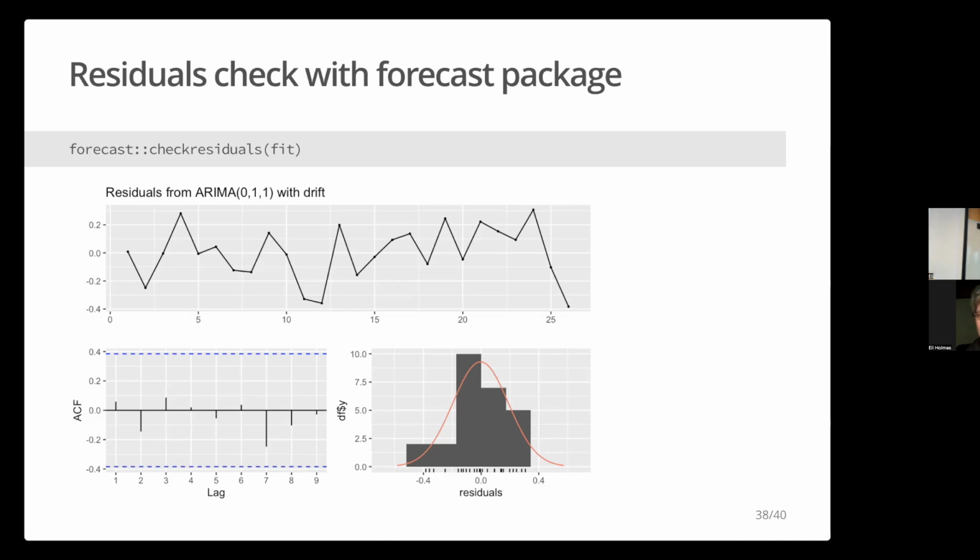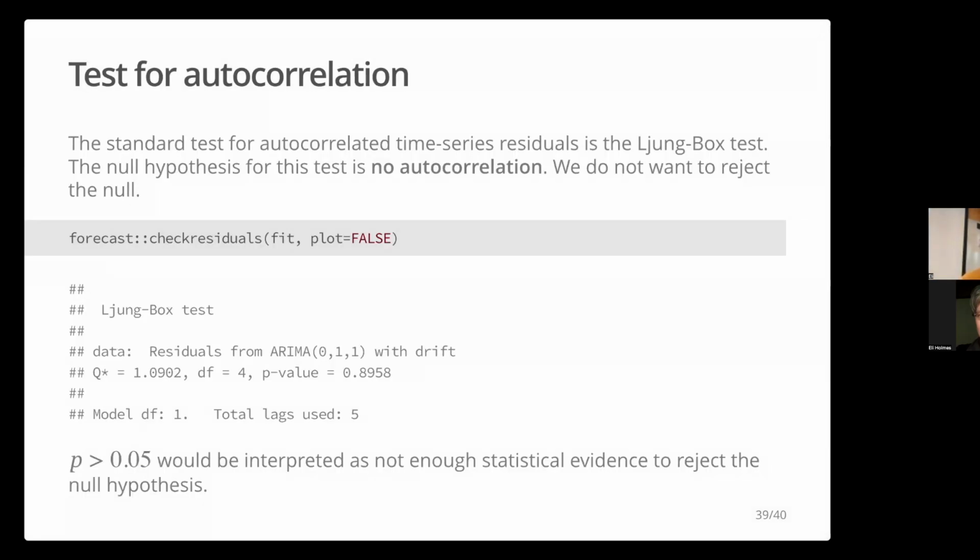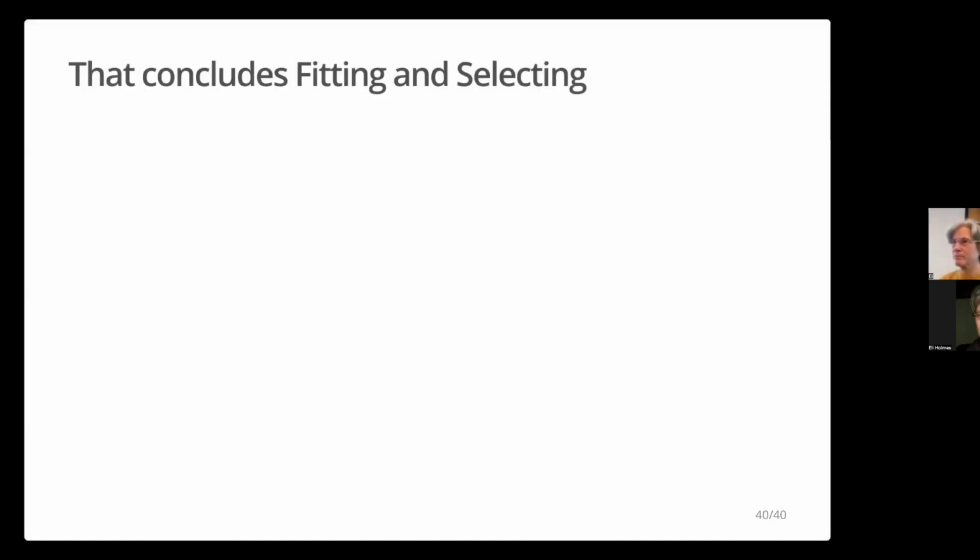What would be bad? Well, bimodal. Bimodal would be bad, or something that looks kind of like that. All right. That's the test if you actually need to report the autocorrelation test. It's a little non-intuitive that you have to put plot equals false, and then it spits out this information for you.